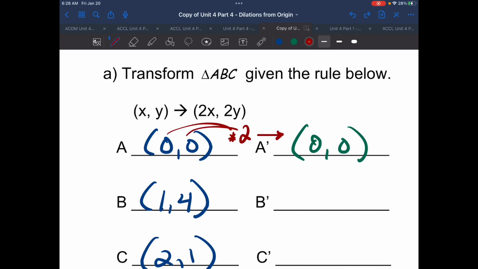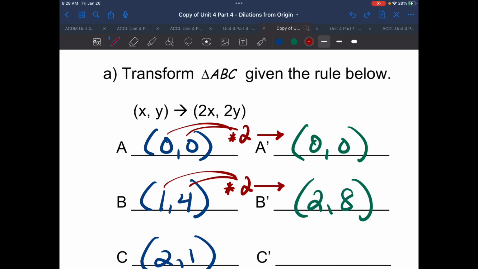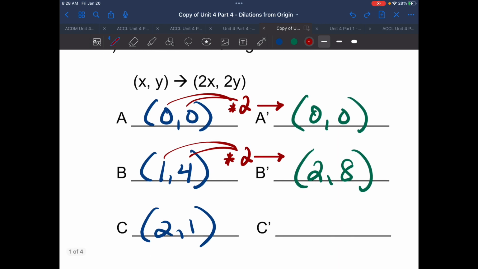and regardless, is going to actually keep this in the same spot. So A is the same as A prime. In the next example, if I take 1 comma 4 and double or multiply each of the coordinates by 2, we get 2 comma 8. And finally, C at 2 comma 1 doubled will end up at 4 comma 2.